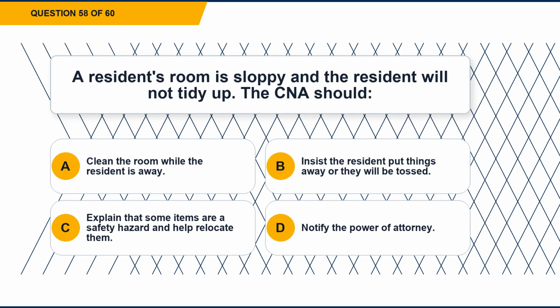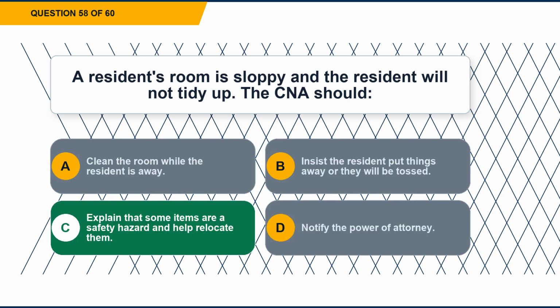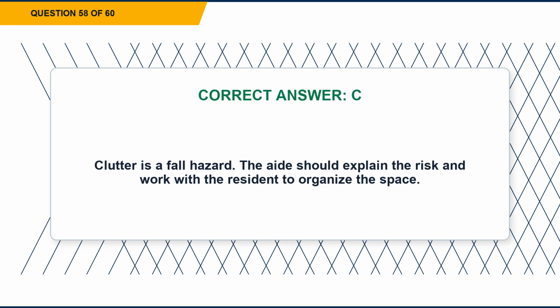Question 58. A resident's room is sloppy and the resident will not tidy up. The CNA should: Option A, clean the room while the resident is away. Option B, insist the resident put things away or they will be tossed. Option C, explain that some items are a safety hazard and help relocate them. Option D, notify the power of attorney. The correct answer is option C, explain that some items are a safety hazard and help relocate them. Explanation: clutter is a fall hazard. The aide should explain the risk and work with the resident to organize the space.